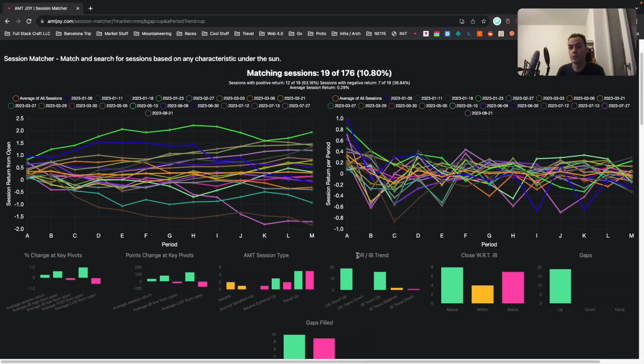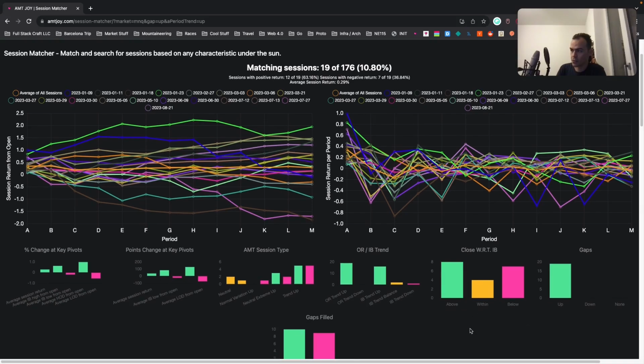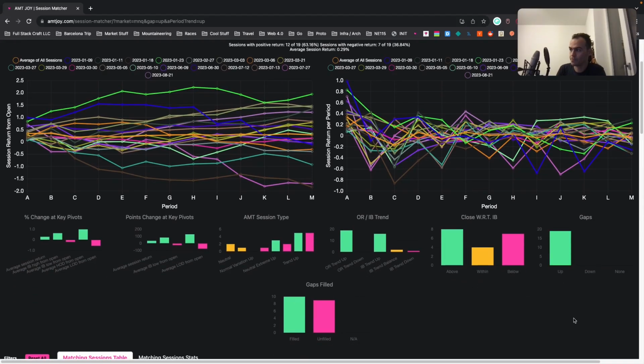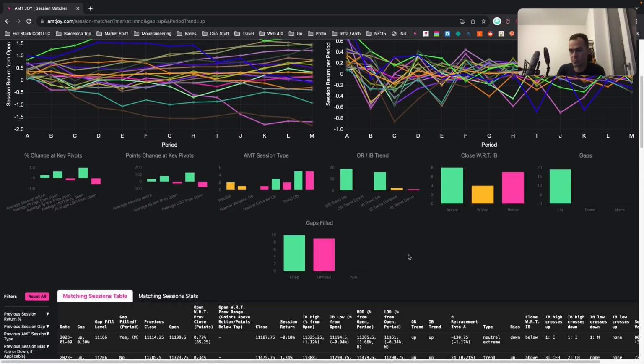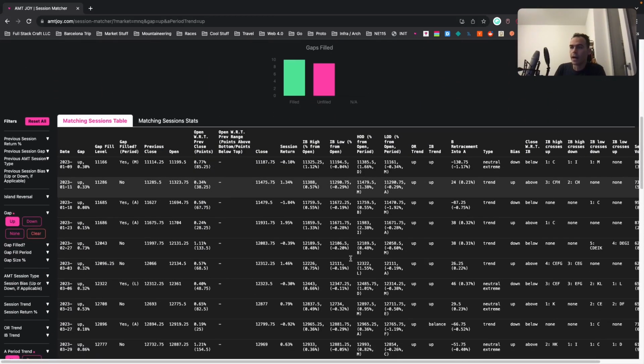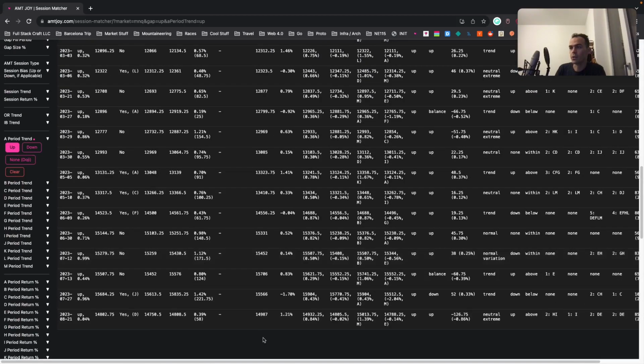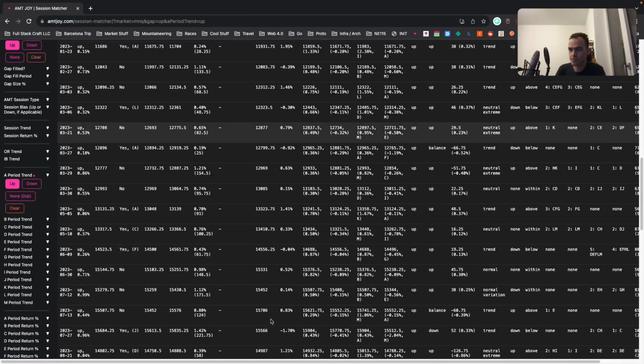I know a lot of people, as well as myself, use different opening ranges: 30-second, 1 minute, 3 minute, 5 minute, even 15 minute. But for now, the OR on this tool is for A period, the first half hour of trading. We also have the close with respect to the IB, and then the gaps, and if the gaps are filled. Of course, that doesn't apply if there's no gap.